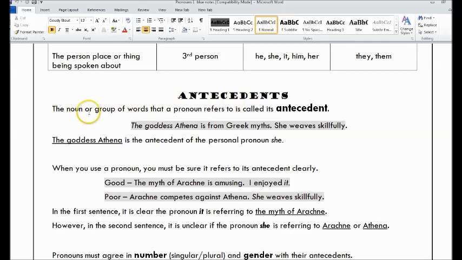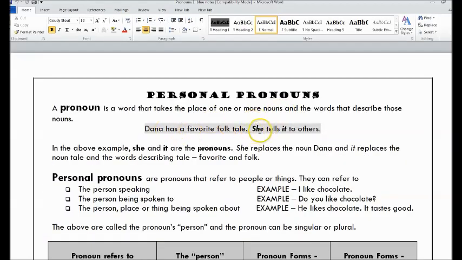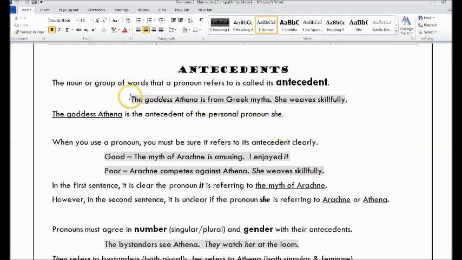Antecedents are the noun or group of words that the pronoun is referring to. We call that the antecedent, okay? So above, Dana is the antecedent of she. Tale is the antecedent of it. Down here, the goddess Athena is from Greek myths. She weaves skillfully. The goddess Athena is the antecedent of the personal pronoun she, because it's the noun and everything that is describing the noun, the goddess Athena.